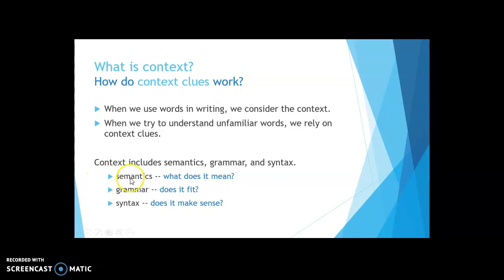It includes semantics, what a word means. You might remember the word semantics from a previous word list where semanticist was one of the specialists that we talked about. Grammar is the part of writing that deals with subject-verb agreement and how ideas work grammatically. Syntax is very similar to grammar, but syntax is the part that deals with order, or with how something makes sense in a sentence. And we'll talk a little bit about that when I'm using an example.